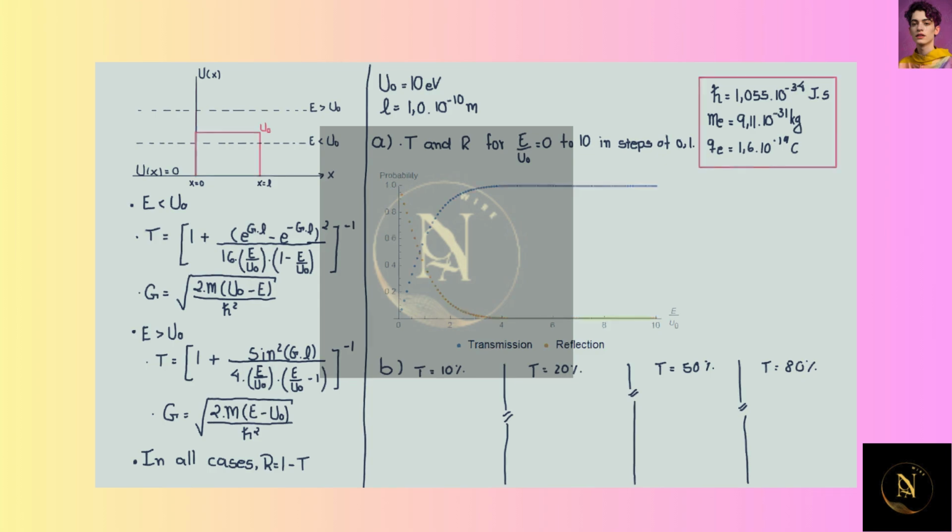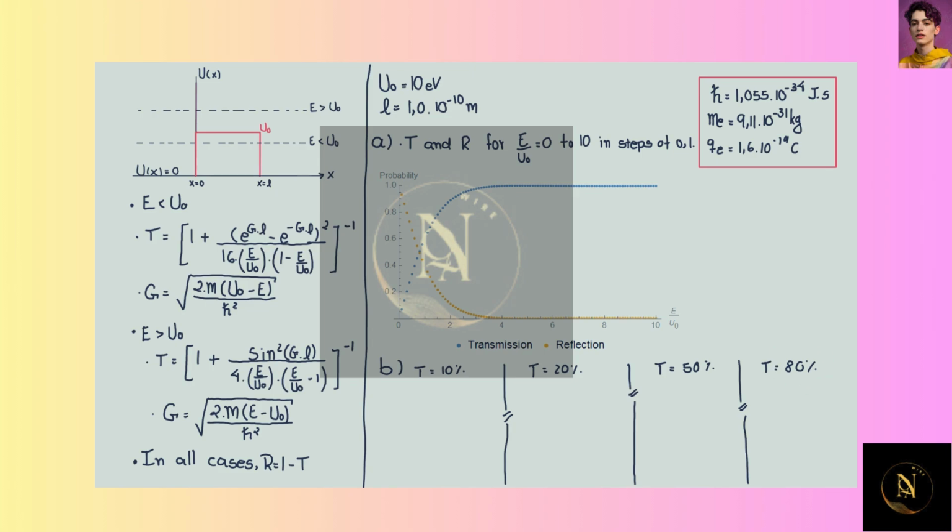After that, you should use both the plot and your spreadsheet in order to evaluate for what values of E divided by U0 the transmission coefficient is equal to the proposed values: 10%, 20%, 50%, and 80%. To do that, I recommend that you take a look at your spreadsheet and search for the values of E divided by U0 that make the transmission coefficient just smaller than 10% and just bigger than 10%. Repeat for 20%: which values make the transmission coefficient just smaller than 20% and just bigger than 20%, and so on for both 50% and 80%.